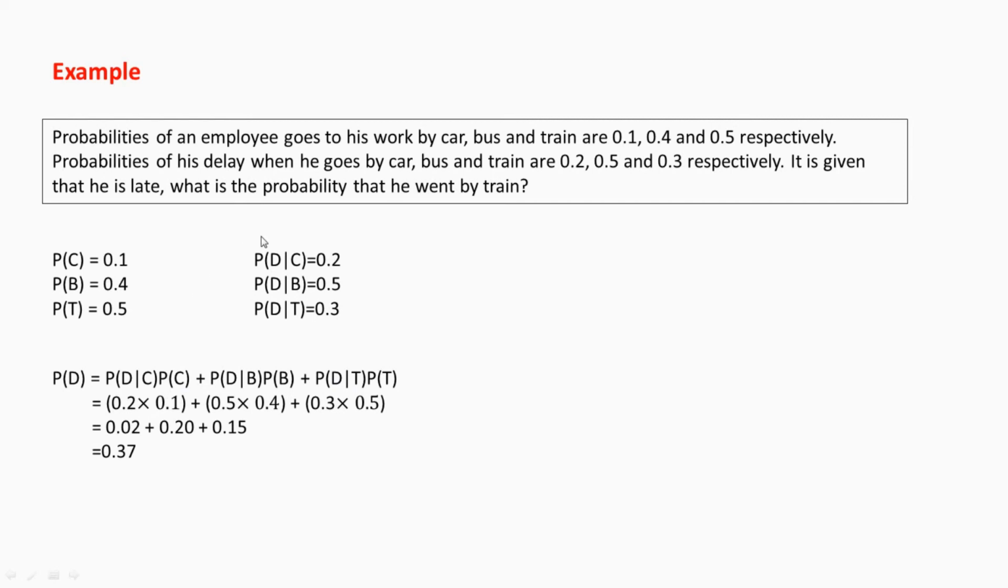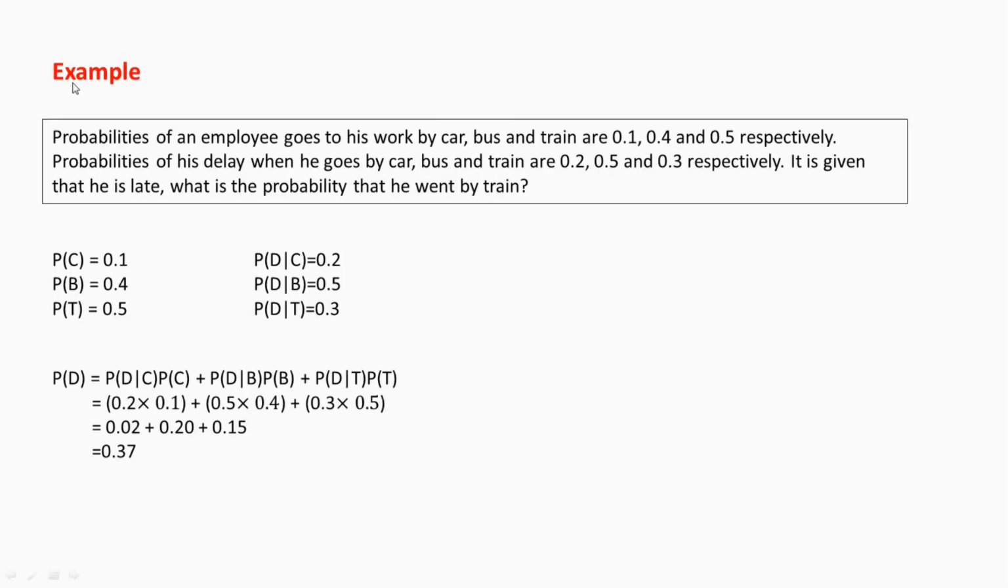Now you can find the final answer to the question. This is a requirement for Bayes' theorem. The question asks, it is given that he is late, what is the probability that he went by train? So we should find probability of T given D. It is equal to probability of D given T into probability of T divided by probability of D.